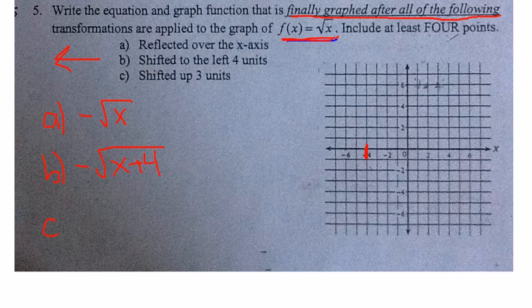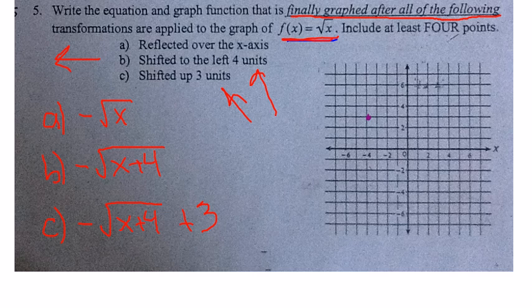And then part C asks us to take it and move it up 3. So that's really easy. I just add 3 to the outside of the function. So I get negative root x plus 4, plus 3. So notice that as I go through here, it should start 4 units to the left and 3 up. So my starting point should, if this is right, be right here. Yep, right there. So 4 units to the left and 3 up.